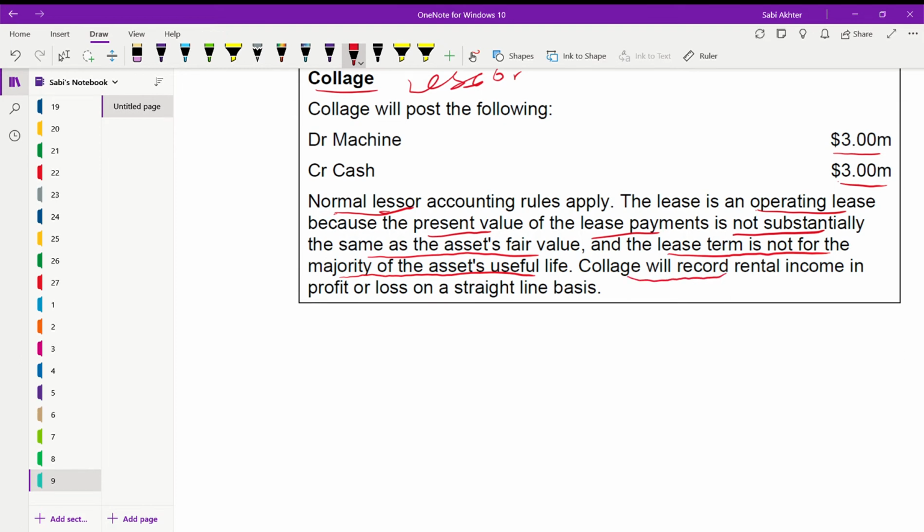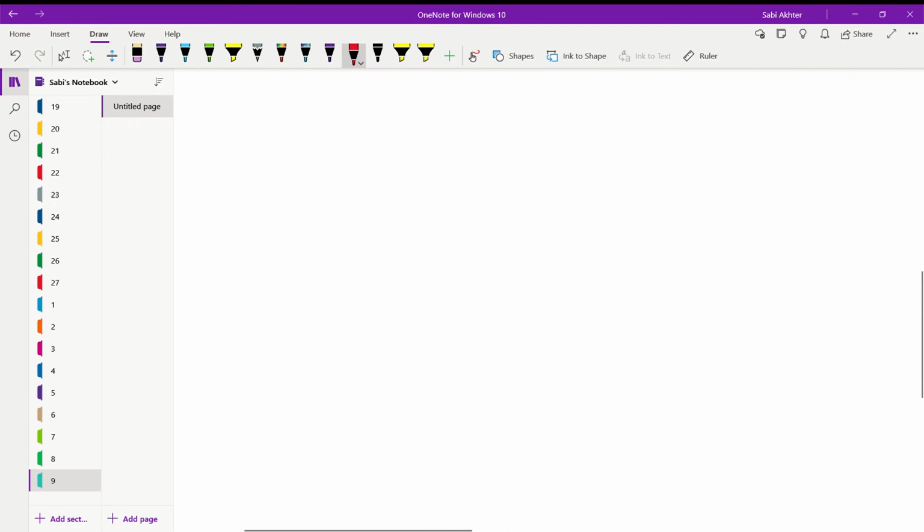How do you record an operating lease? Rental income. The college will record rental income. He's receiving income in profit or loss on a straight line basis. Lessor accounting will follow the normal way. Now don't think about lessor, lessee and all. So he will recognize rental income on an operating basis in profit or loss on a straight line basis. It's a rental income, right?